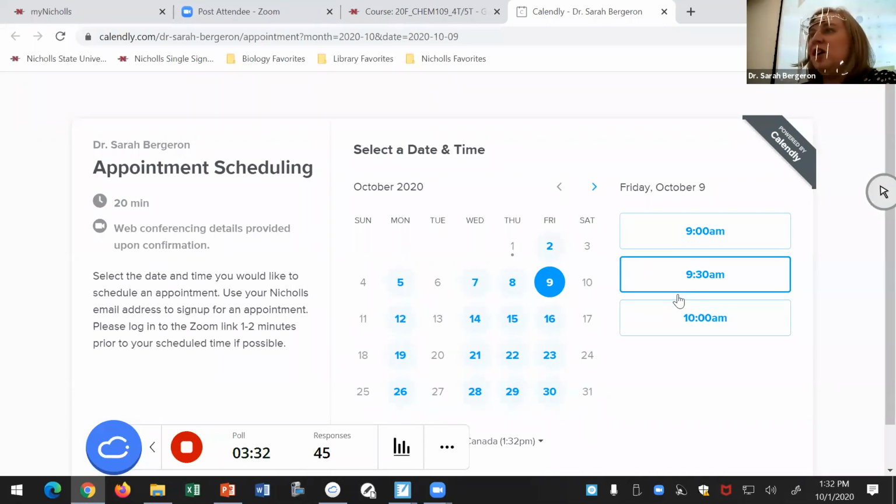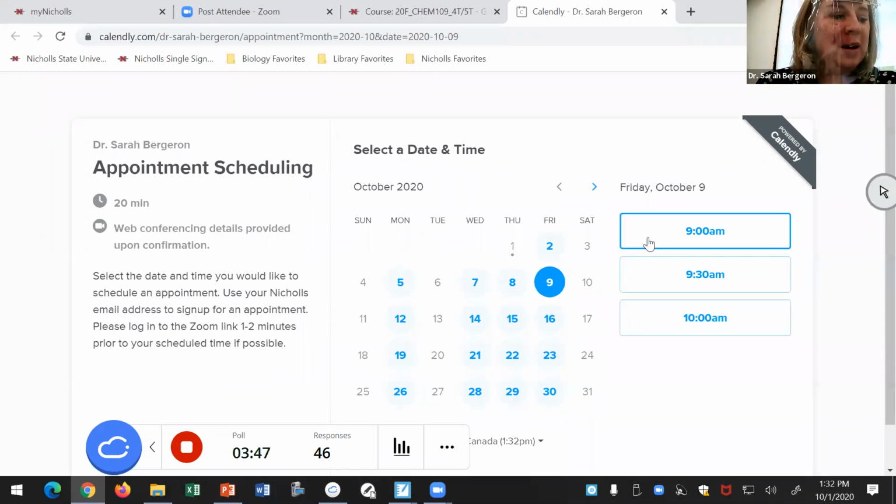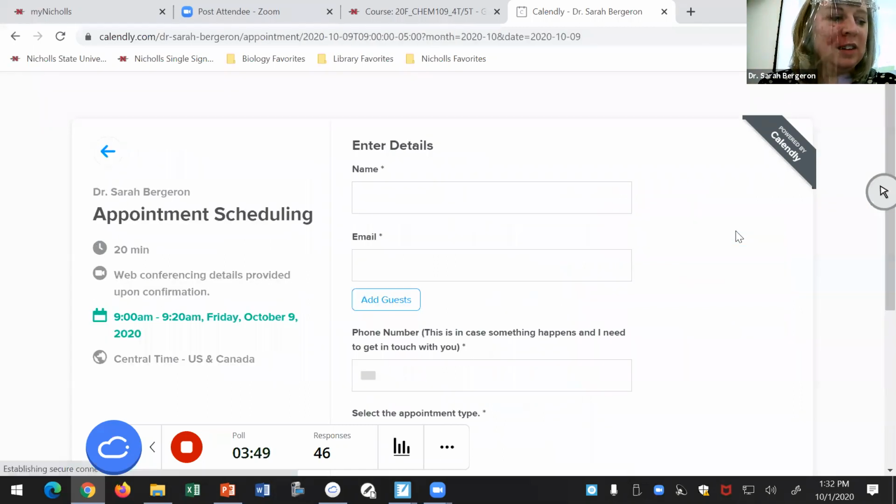If you really need to talk to me and I don't have something open, send me an email and maybe we can work something out, but it'll take a little bit of time. So try to plan ahead, try to get ahead, so that you have time. And so if you click on one of these, click confirm, you'll put your name, you'll put your email.